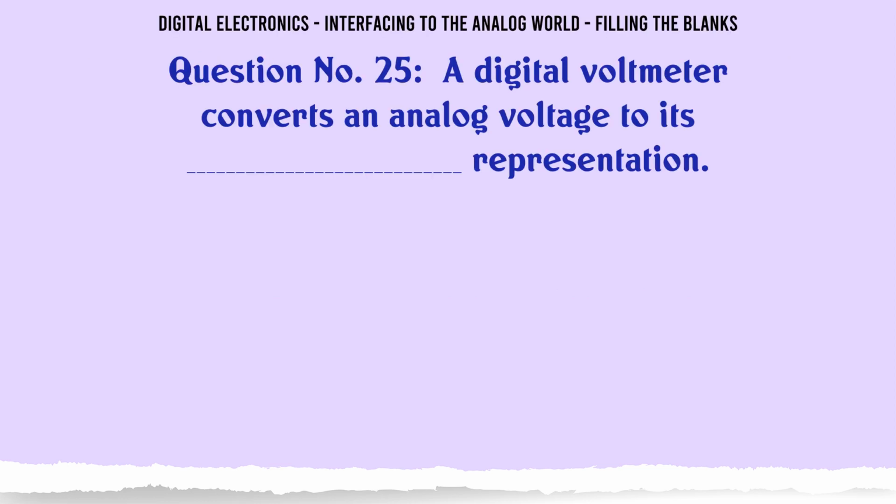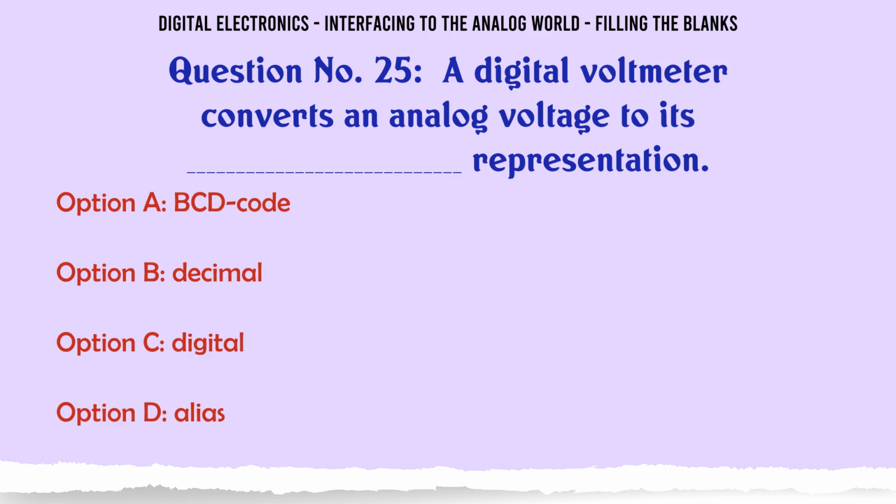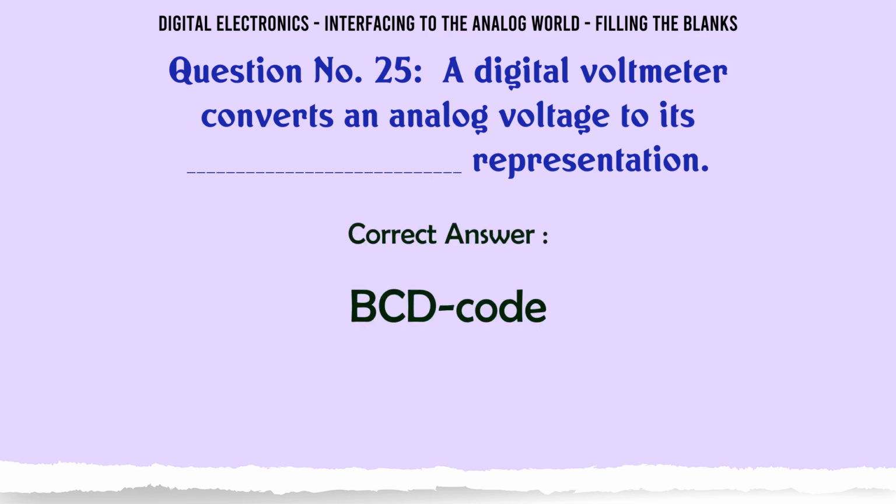A digital voltmeter converts an analog voltage to its representation. A. BCD code, B. decimal, C. digital, D. alias. The correct answer is BCD code.